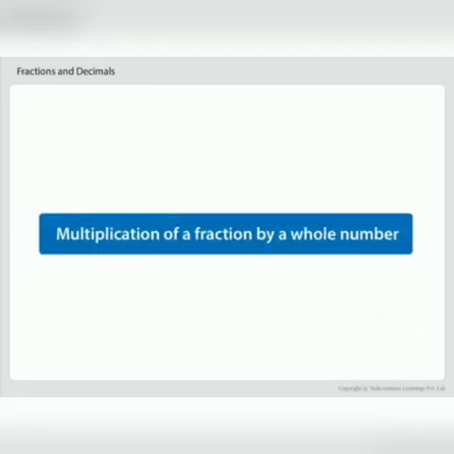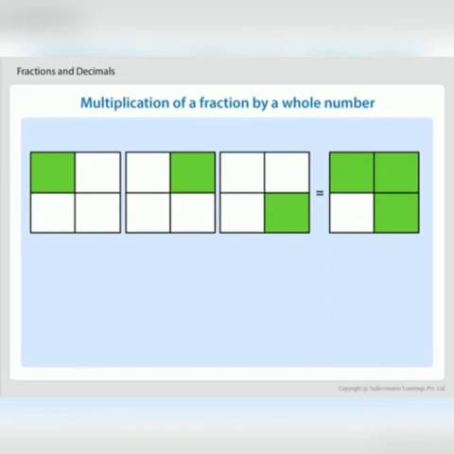Now let's discuss multiplication of a fraction by a whole number. Students, observe these three figures. Can you tell what these pictures represent? Yes, the shaded parts in the first three figures represent the 1/4 part, because one part is shaded out of 4 equal parts. So let us find 3 into 1/4. We have 3 into 1/4 equals 1/4 plus 1/4 plus 1/4, which equals 3/4.